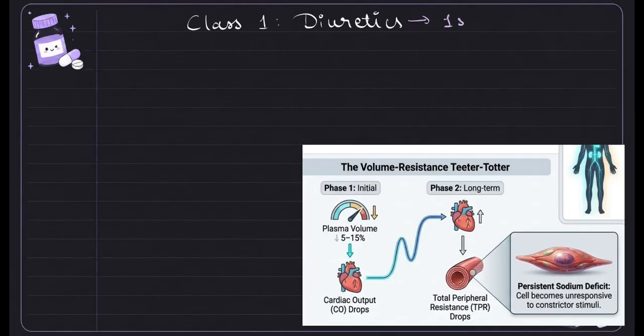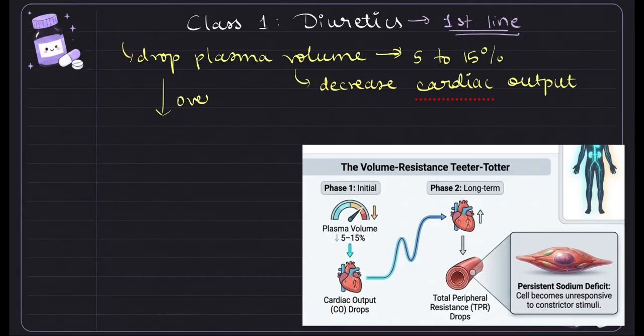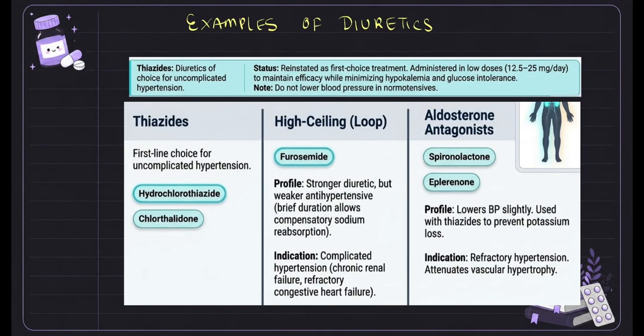We begin our continuous path with Class 1, the diuretics. These are our first-line treatments. Initially, diuretics work by dropping your plasma and extracellular fluid volume. This is essentially the liquid portion of your blood. They reduce this volume by 5 to 15%. This directly reduces cardiac output. Over the long term, your cardiac output actually restores itself. However, your blood pressure remains low. Why? Because the total peripheral resistance drops. The vascular smooth muscle develops a persistent sodium deficit. This makes it completely unresponsive to constrictor stimuli.